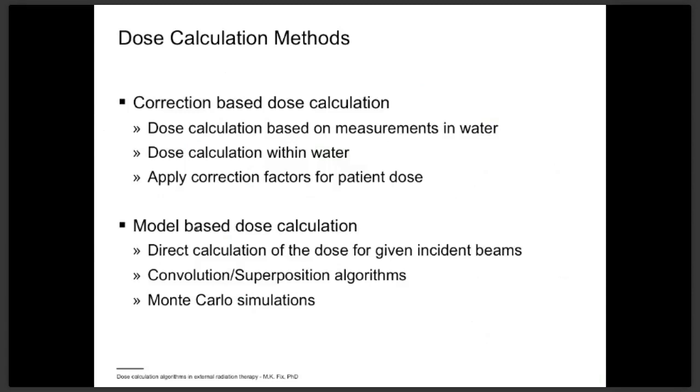there is a more complex, type B model-based dose calculation in place, which directly calculates the dose in the patient representation. Examples of those model-based algorithms are the convolution superposition algorithms, and in this definition also the Monte Carlo simulations are type B algorithms. I will cover a little bit about the convolution superposition algorithm, and in next week's webinar I will focus on the Monte Carlo simulation.